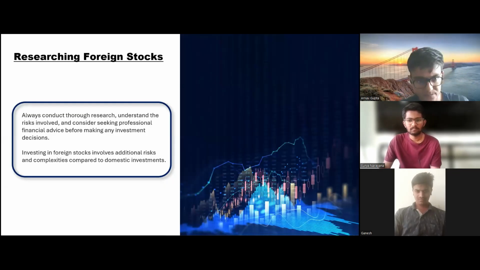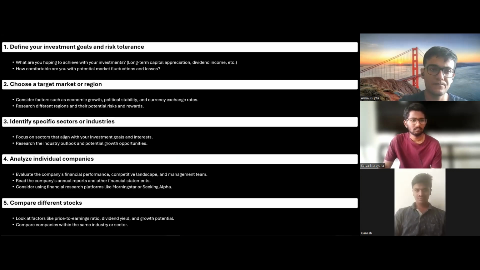Researching foreign stocks. Always conduct thorough research, understand the risks involved, and consider seeking professional financial advice before making any investment decisions. Investing in foreign stocks involves additional risks and complexities compared to domestic investments.